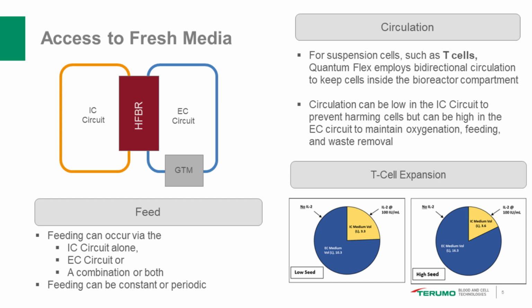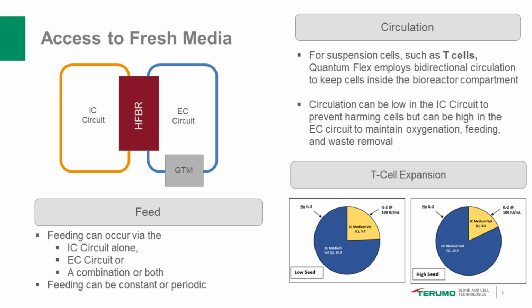Feeding can be constant or periodic. For example, if you use adherent cells and you want to have no flow through the IC circuit, you can pause the pumps so there is no flow, and you can just feed via the EC circuit.